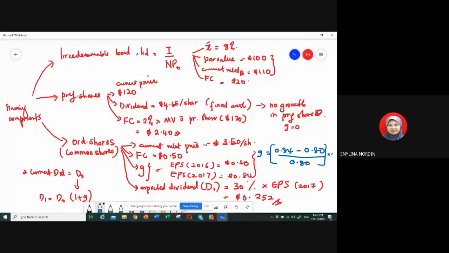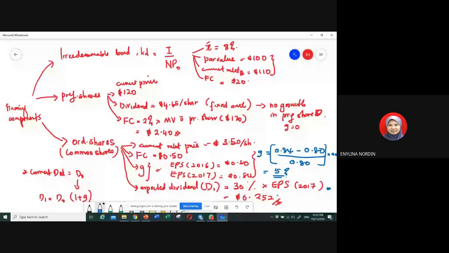Okay, so therefore you will get 5%. So this is the growth rate. Okay, but for this one, it has already been calculated, and it tells us the expected dividend is going to be 30% of EPS 2017. Therefore, we simply use this one. Okay, so having this information, then we can proceed.